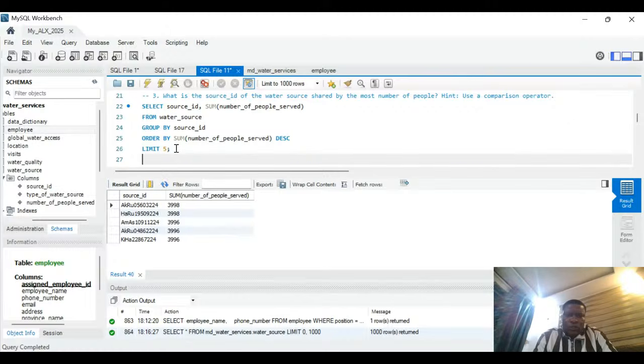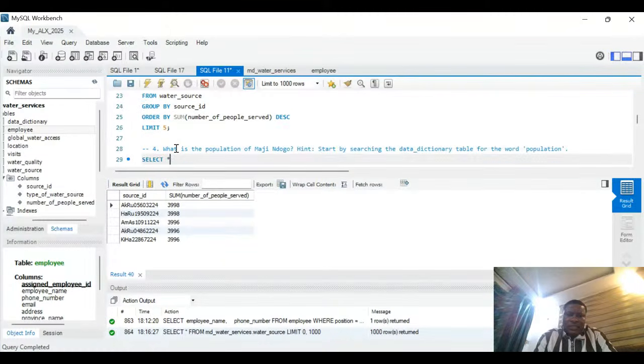All right, so we go on to the fourth question. Question number 4. What is the population of Maji Ndogo? Hint: start by searching the data dictionary table for the word population.